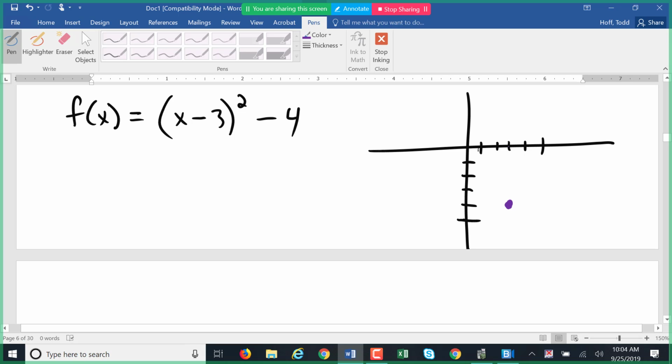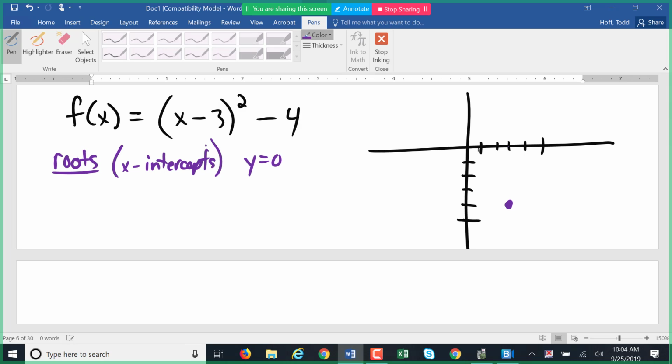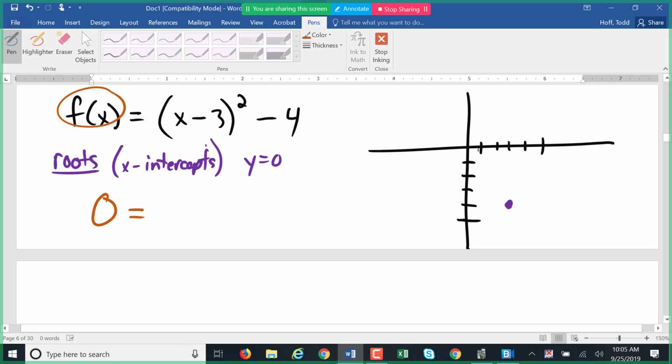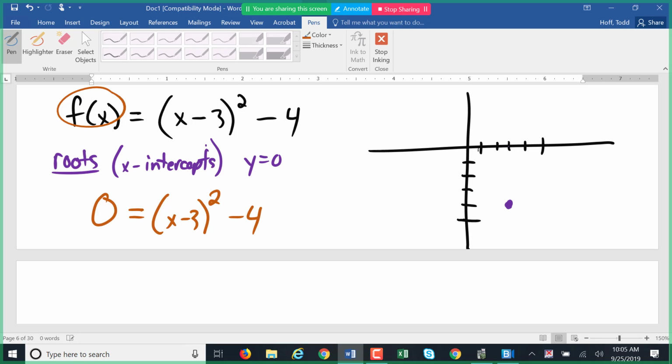If I don't like those slopes, if using the slopes isn't working for me, what I can do is solve to find the roots. Remember, the roots are the x-intercepts, and the x-intercepts are where y equals 0. In other words, f of x equals 0. So I can do this as 0 equals (x - 3)² - 4 and solve that. See what values of x make that equal 0.